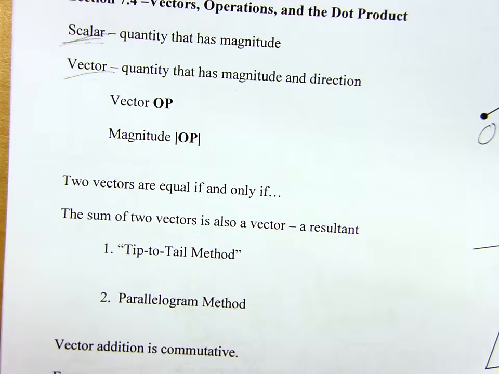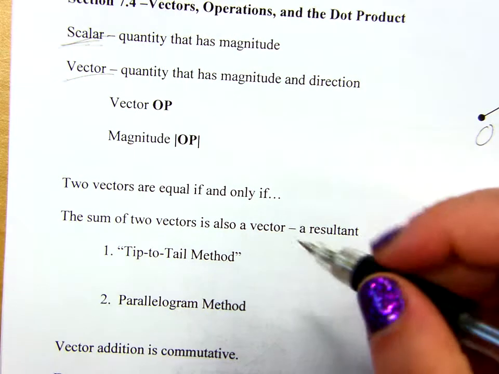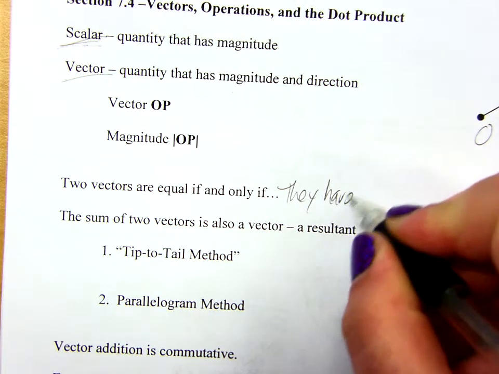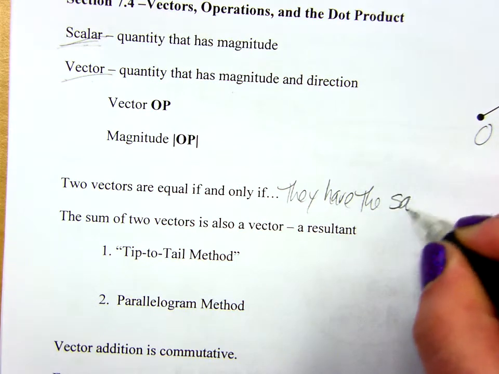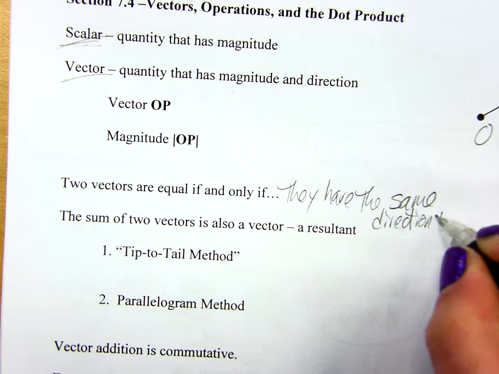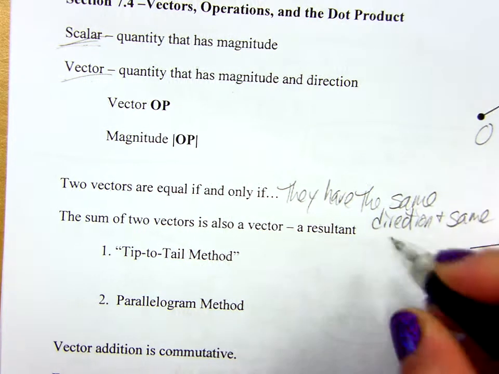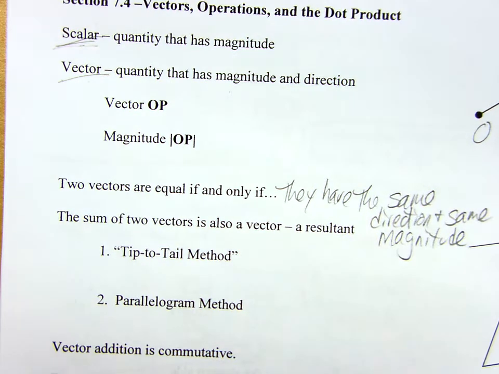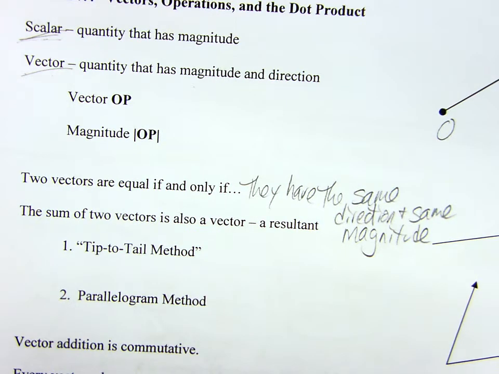So we have a fill in the blank here to fill in. Two vectors are equal if and only if they have the same direction and same magnitude. Which is just the absolute value of the vector. Well, it would have to be the same direction too.